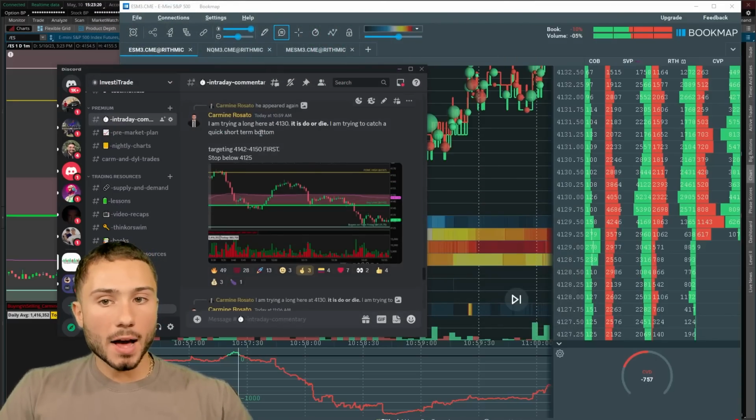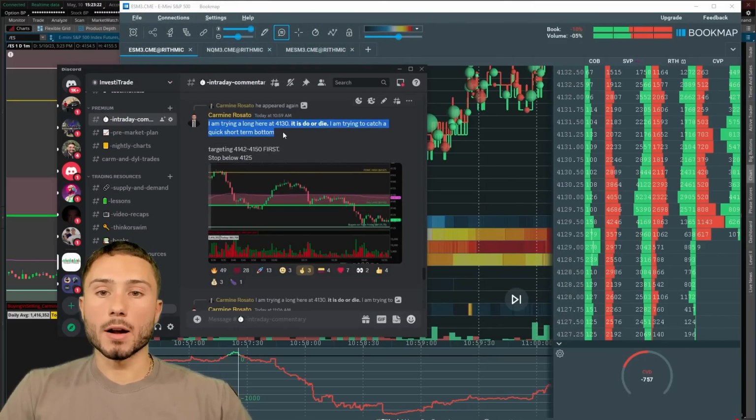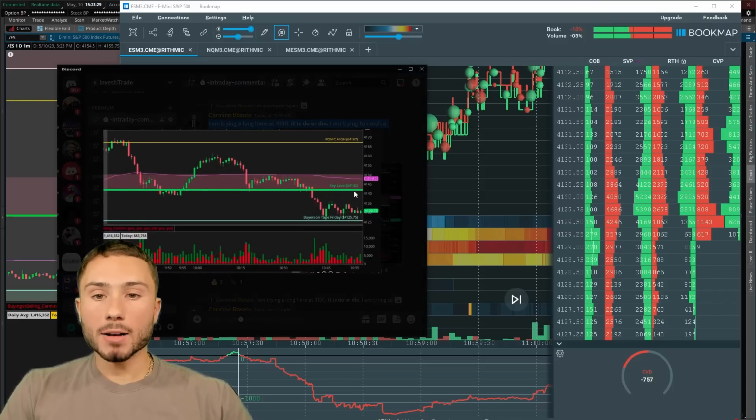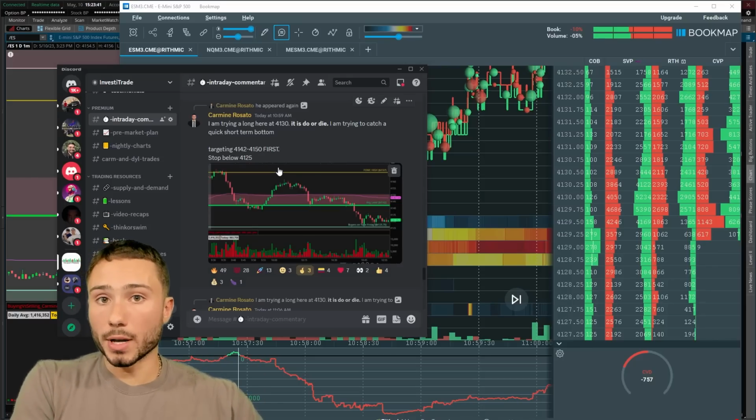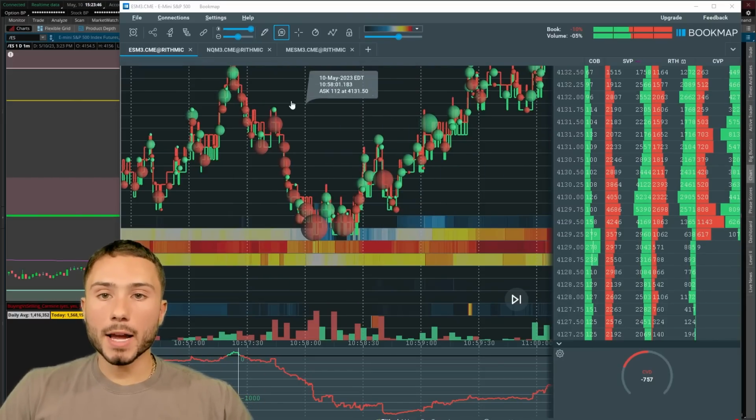At 10:59, I said I am trying a long here. It's do or die. I am trying to catch a short-term bottom. I am targeting that pink box up here, which was 4142 to 4150, the same level I've been explaining in this video, and my risk was about 5 points. I'm risking 5 points to make between 12 to 20 points, simply off this buyer getting filled.